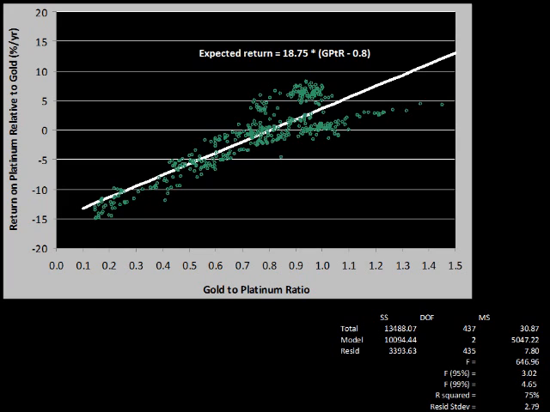This would indicate that platinum is fairly valued when gold's price is about 80% that of platinum's. A higher gold to platinum ratio would favor platinum performing better over the following 10-year period, and a lower ratio would mean that gold would probably outperform.